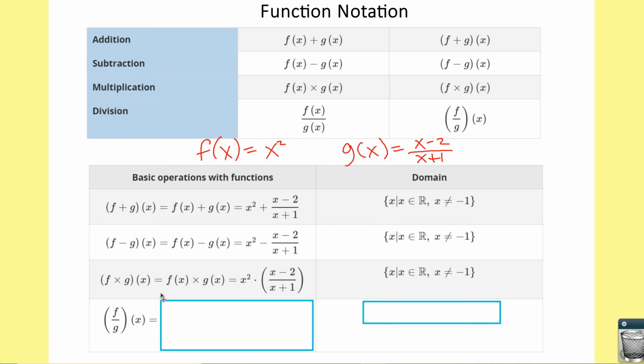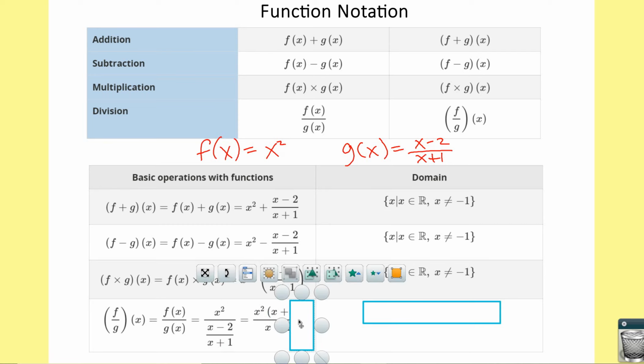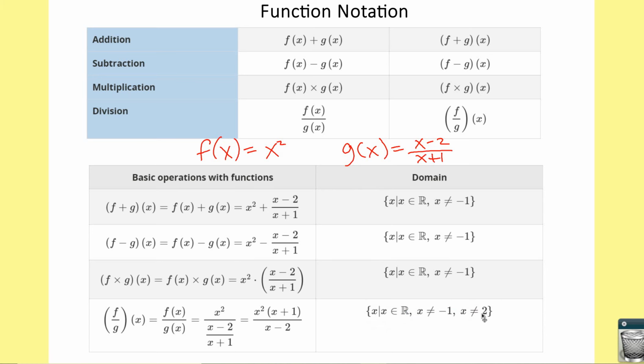Then the division, right? Division is always weird. So now we're going to have f of x over g of x. So a fraction within a fraction. So we do the keep, change, flip, and we get this. Now notice we have a different denominator. So our domain is now both of them. We include the original one and our new one. So really when it comes down to domain, the division is what trips people up, or it's what changes everything.